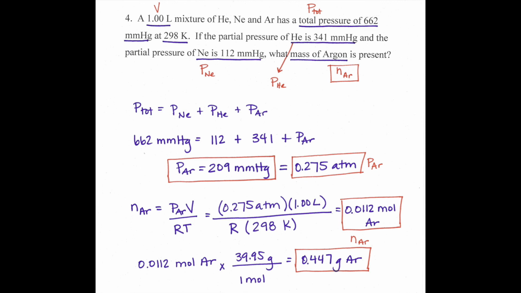0.0112 moles of argon. Because the question specifically asks me for the mass of argon, I'm going to convert that moles of argon to grams using the molar mass, and when I do that, my final answer is 0.447 grams of argon.